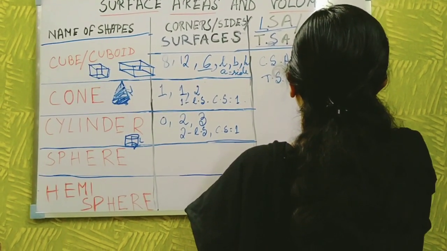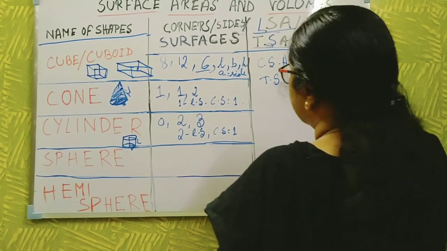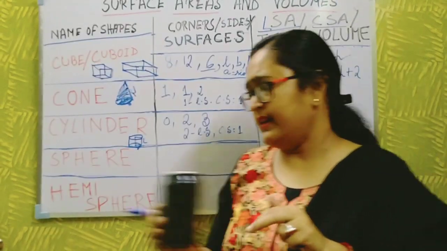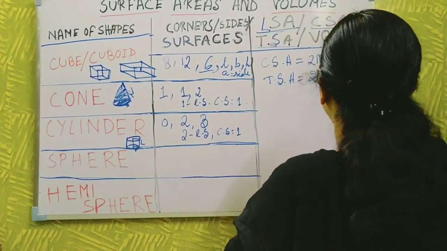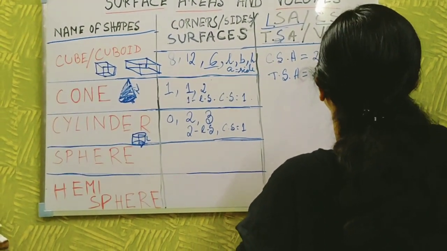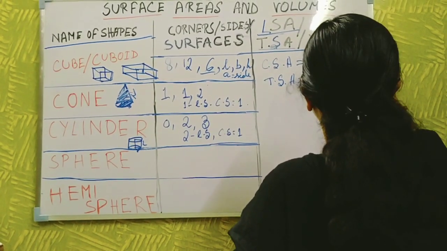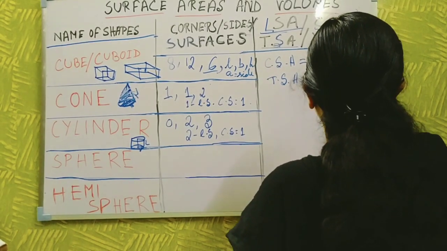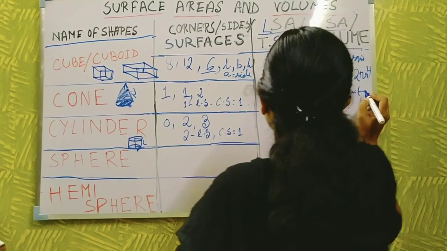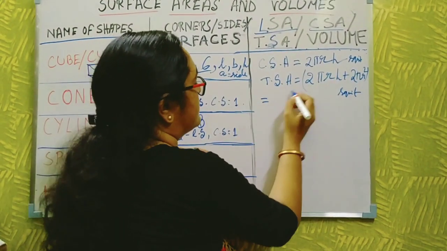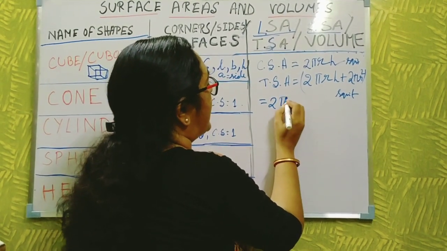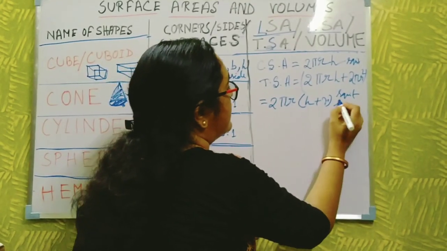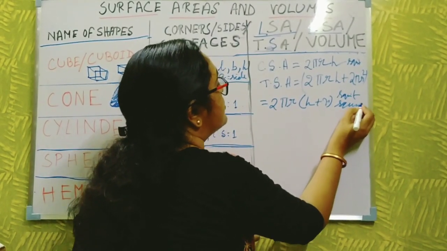2 pi r times 8 plus, how many circles are there? How many circles are there? 1 and 2, two circles. Then you add the area of 2 circles. Then this is square unit. All of you know the square unit, and this is also the square unit. Then you just calculate, you get 2 pi r into 8 plus r square unit.